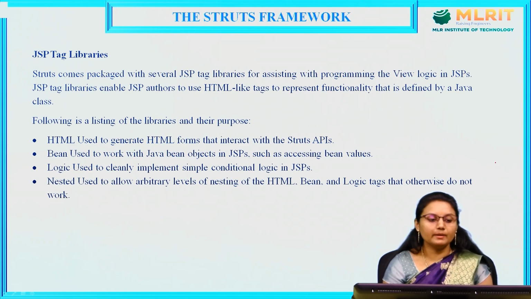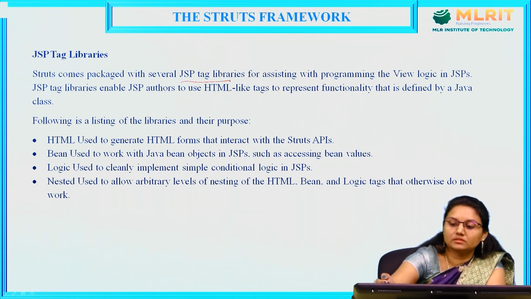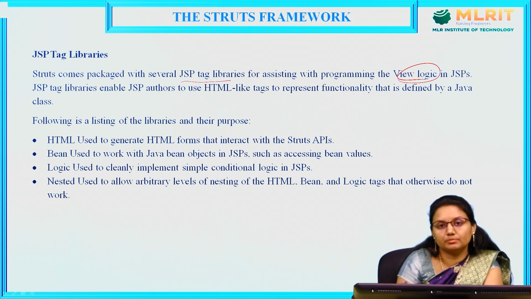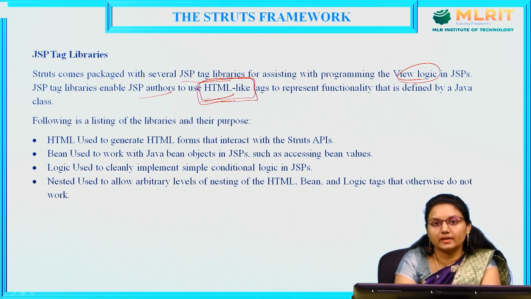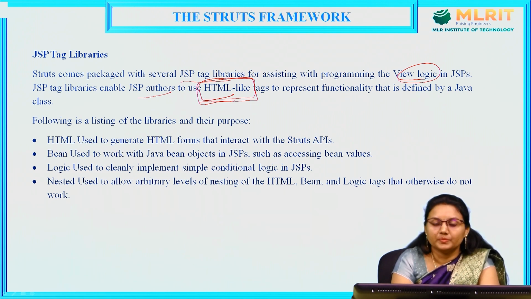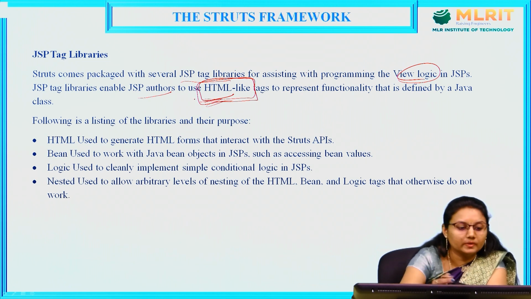Then JSP tag libraries. It comes packaged with several JSP tag libraries which provide the view logic in JSP. View means the presentation part. This enables JSP authors to use HTML-like tags. All these JSP tag libraries support HTML tags, like the text tag, input tag, and button tag, input type equal to submit and cancel, and text area for giving multiple input. All that will be supported by these tag libraries, and this is defined by your Java class. Following is a list of libraries and their purpose.